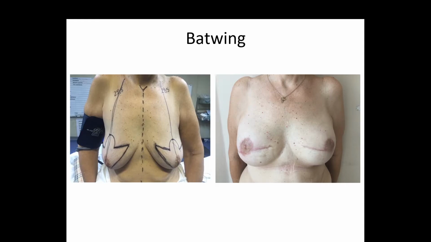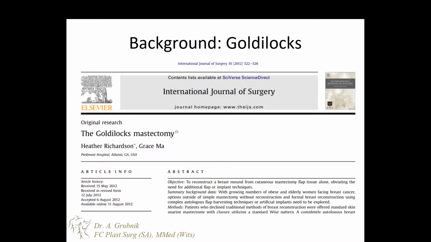Next step is a concept of a bat wing, which is a less attractive reconstruction, but is fairly simple to teach, train from generalists. If you're going to move to further levels of oncoplastic surgery, please train within a unit so that you understand type of breast tissue, ptosis, and issues both patient and disease related, so you don't land up with major complications. The last thing I want to talk about is the concept of a Goldilocks.